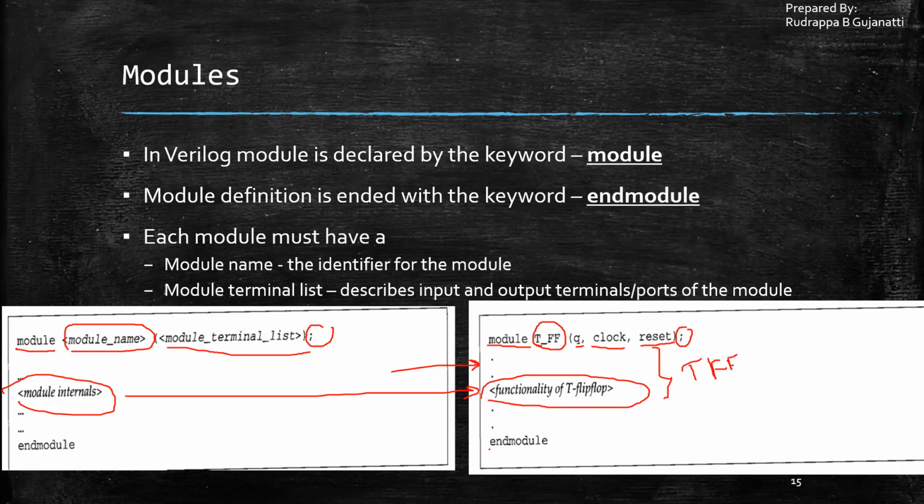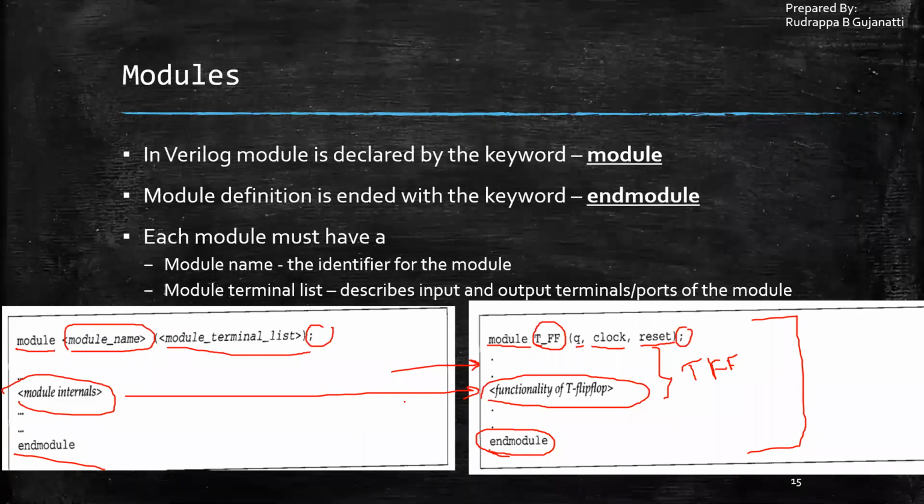And once that T flip-flop is implemented, if the module is over, I have to terminate it with the keyword endmodule. So this is how a module is defined. I can specify it to be as defined. The module is defined in this form.